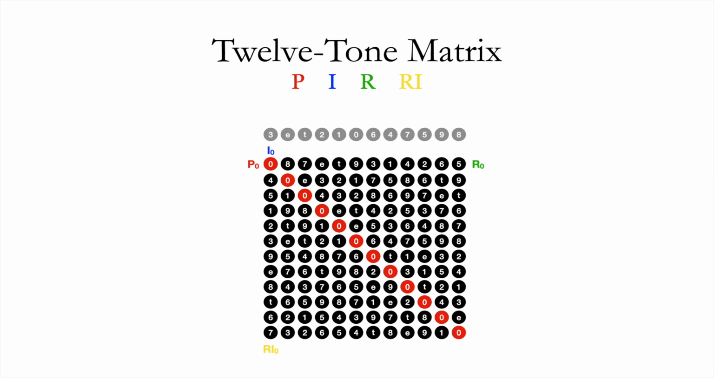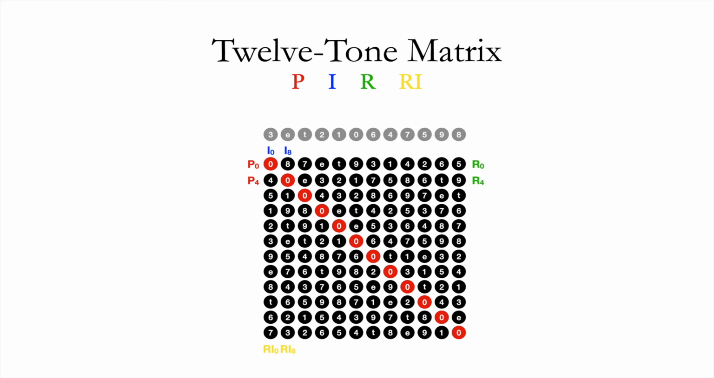The transposition beginning on pitch class 4, for instance, is labeled P4, and the corresponding retrograde is labeled R4. Likewise, the inversion beginning on pitch class 8 is labeled I8, and the corresponding retrograde inversion is labeled RI8.